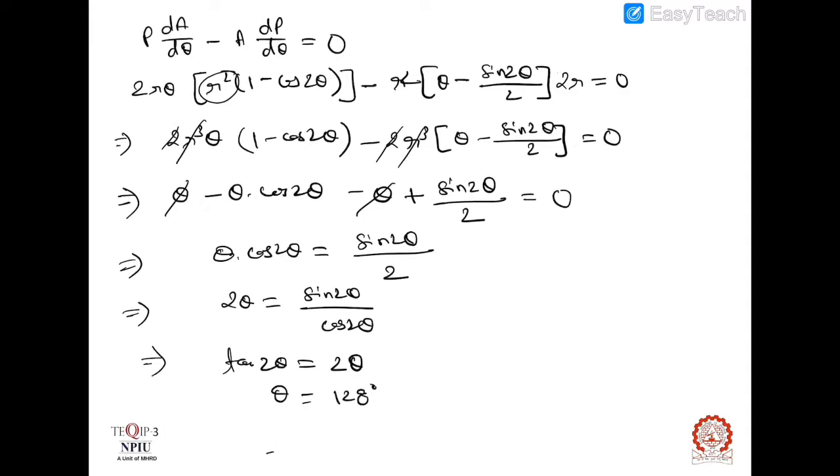In this way we can find the value of theta as 128.75 degrees. For this value of theta, tan 2 theta and 2 theta will be the same. Here remember, if you convert this theta into radians, then theta will be equal to 128.75 multiplied by pi by 180. This is the value of 128.75 in radians.